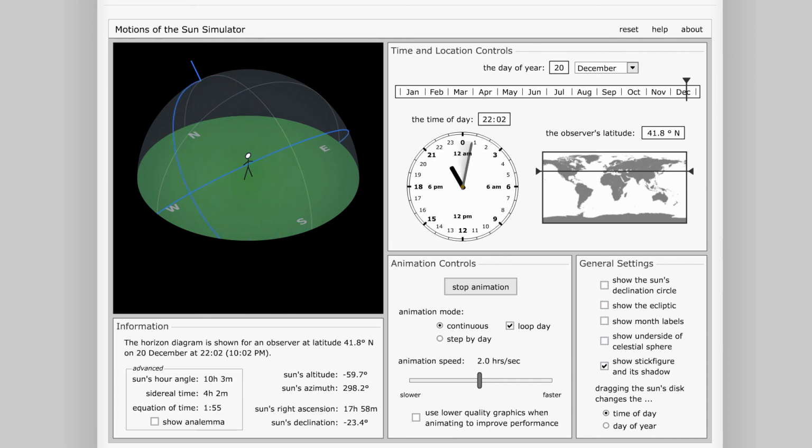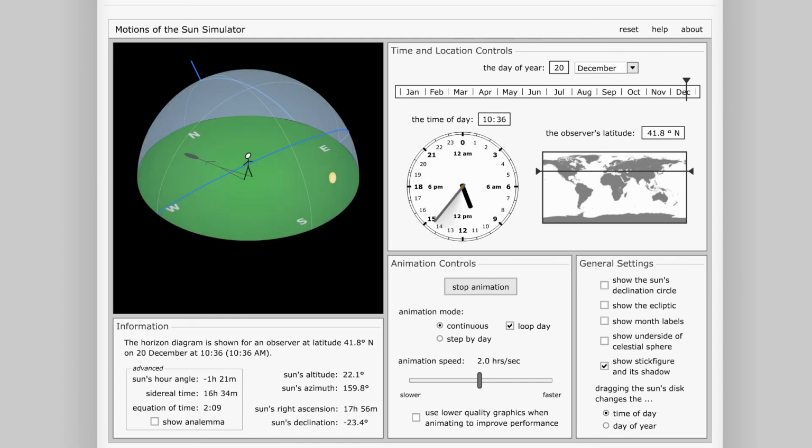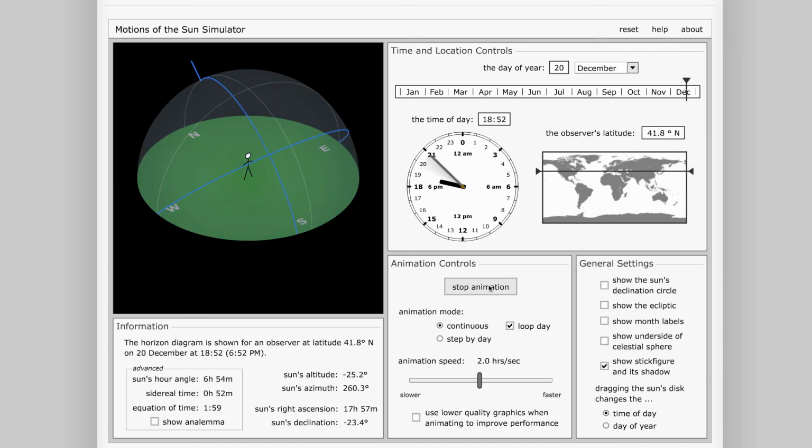Let's see if we can get that one more time. We're still in December. We're on December 20th. Let's try this one more time. 1, 2, 3, 4, 5, and the sun sets.